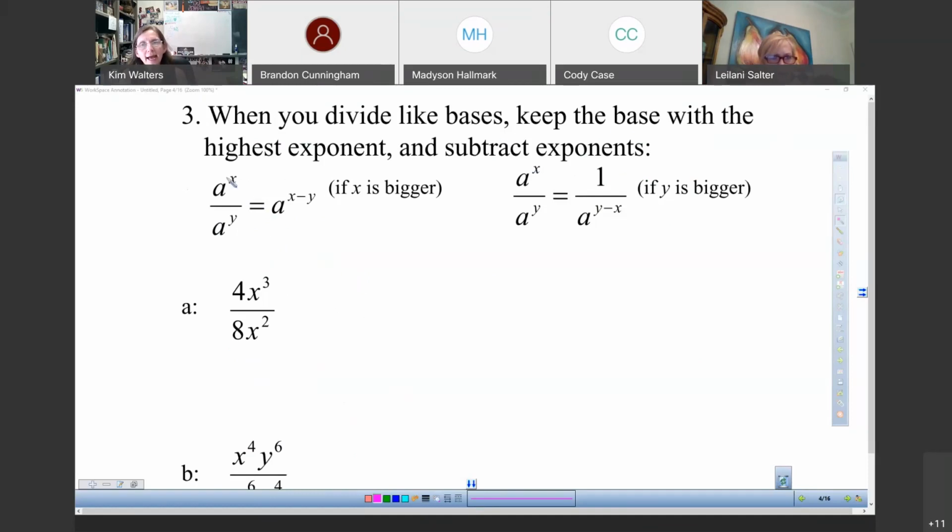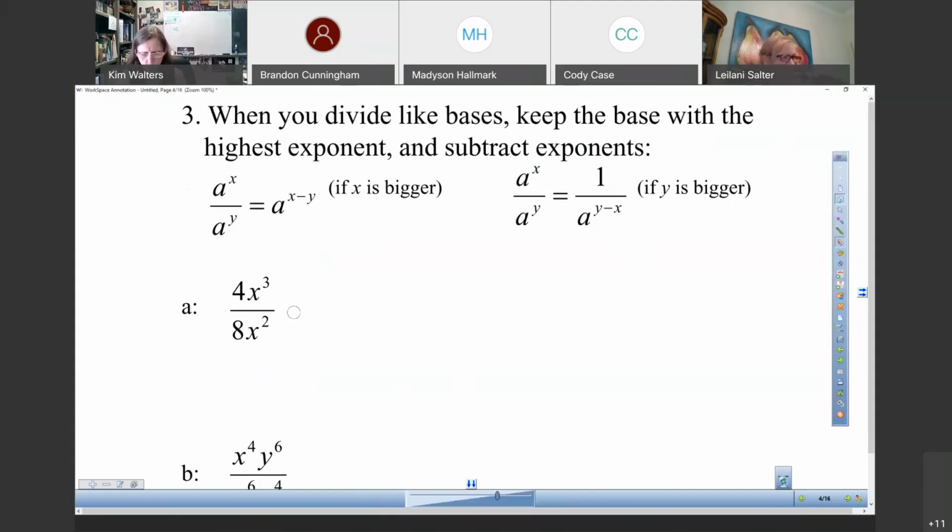I'm always going to subtract my powers. If the power in the numerator is larger, I'm going to put my answer in the numerator. If the power in the denominator is larger, I'm going to put my answer in the denominator. I'm going to show you what I mean. This is a little confusing, so I'm going to start with this problem. And actually, I'm going to do a simpler example. Bear with me just a second.